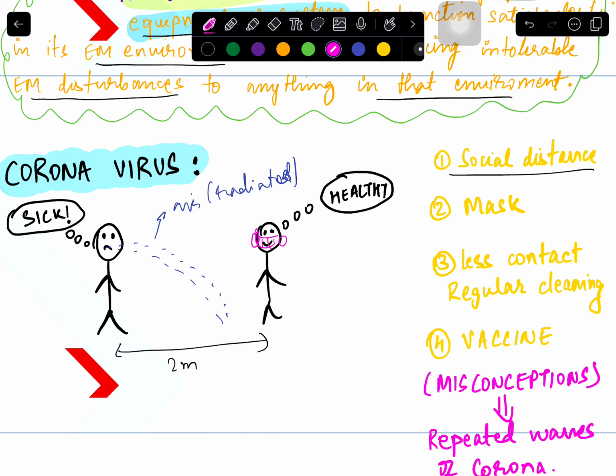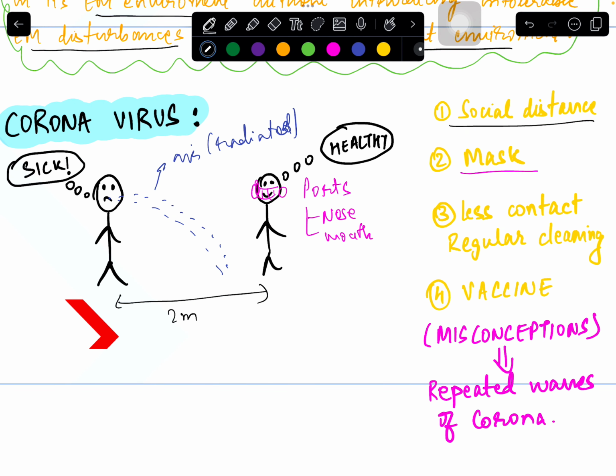Now ports means basically nose and mouth. So what was told to us? To wear a mask. By wearing a mask, we are closing the ports from where corona can enter, that is nose and mouth. Then the next thing which was told to us is do less contact, don't shake hands, avoid meeting people, avoid physically touching them, and do regular cleaning of your hands.